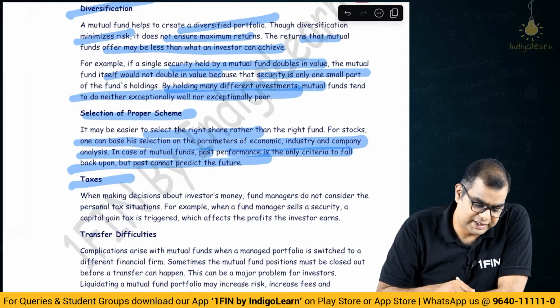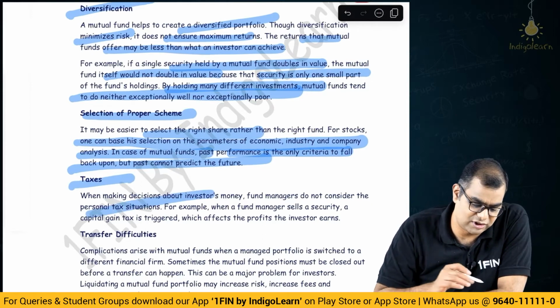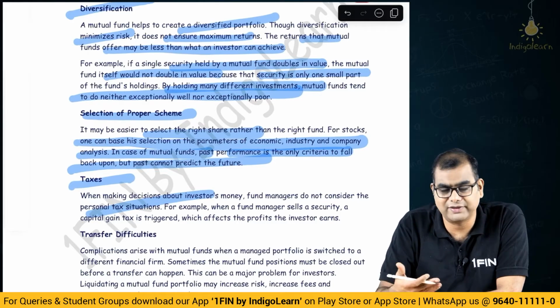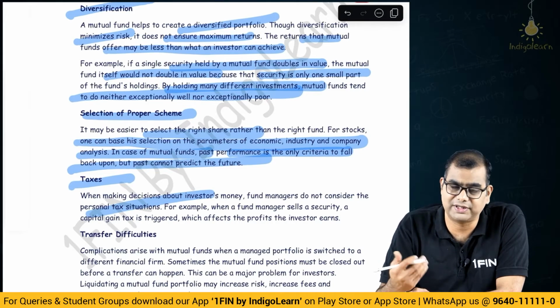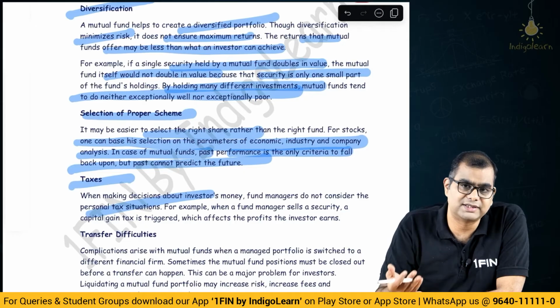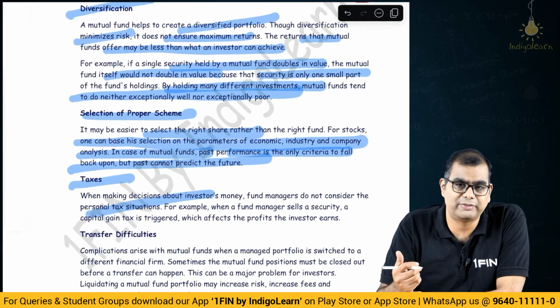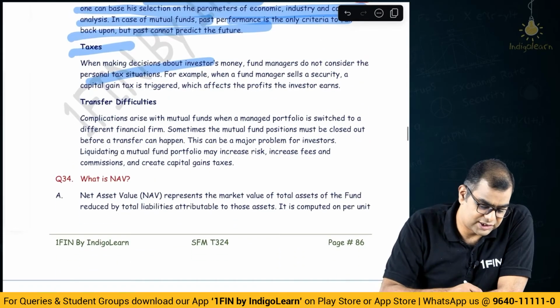Then taxes. In making decisions about investor money, mutual fund managers do not consider personal tax situations. I've explained to you the dividend reinvestment philosophy; that would be a tax issue. Then whenever there is a sale of any particular stock, there could be capital gains arising from the mutual fund.